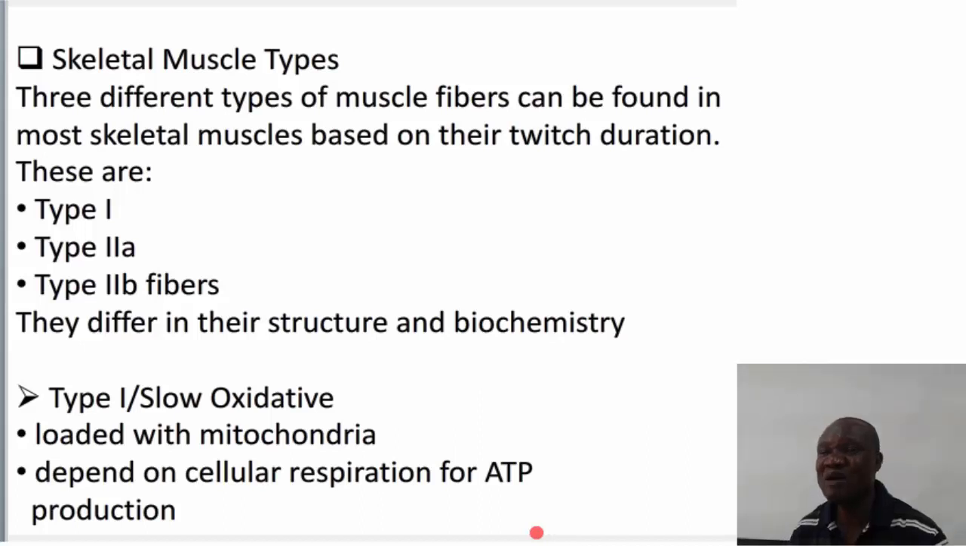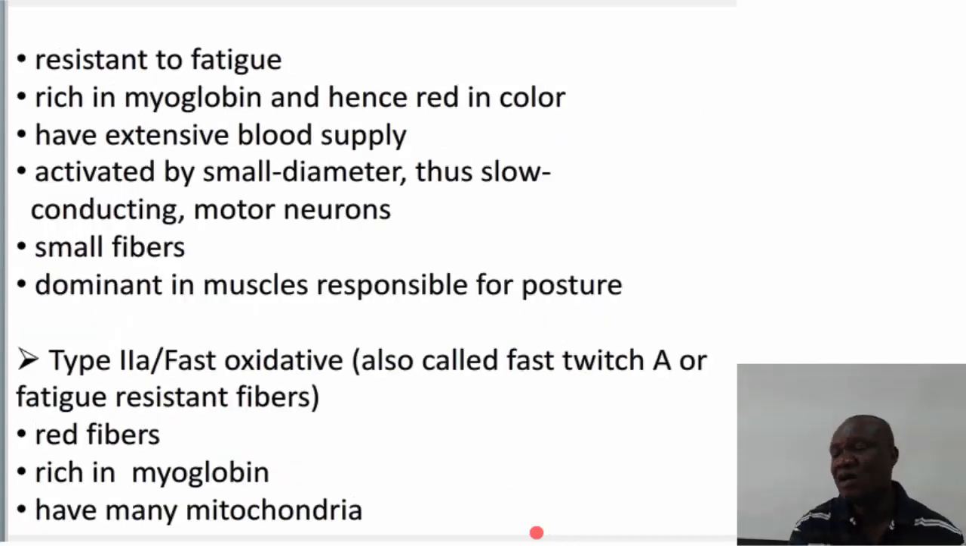The type 1 fibers are also called the slow oxidative fibers. These types of muscle fibers have lots of mitochondria, because they utilize cellular respiration or oxidative phosphorylation to generate their ATP. So, there's lots of mitochondria. Now, these are resistant to fatigue. That is, they do not easily tire because they generate loads of energy.